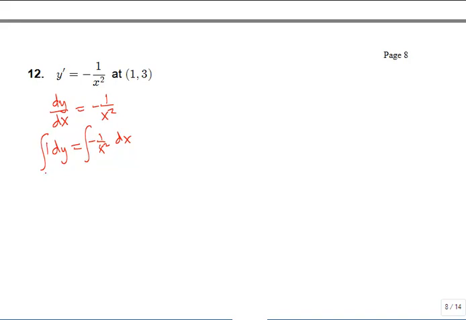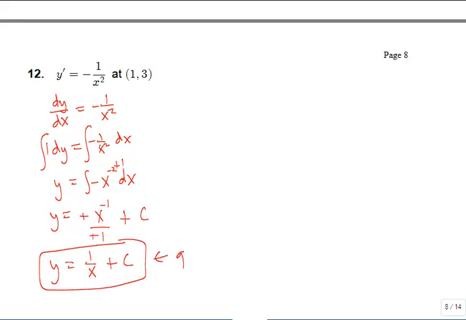Again, this is implied to be a 1, so the integral of dy will always be just y. On the right side, I'm going to need to rewrite this quotient as a single term. So let's move that x squared up to the top so it becomes negative. And then using my power rule, the negative out front stays there. When I add 1 to the power, negative 2 plus 1 is negative 1, and then I'm supposed to divide by the new power with a plus c. These minuses cancel out, and x to the negative 1 is the same as 1 over x. So this is my general solution.